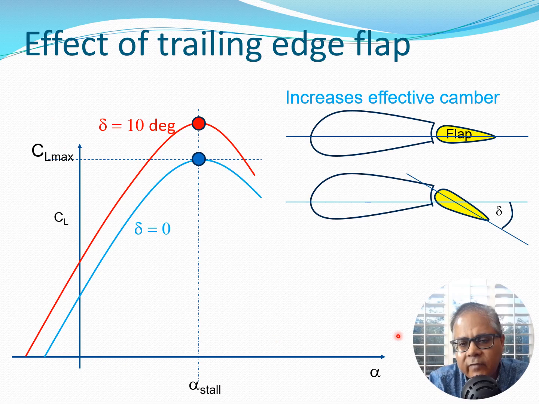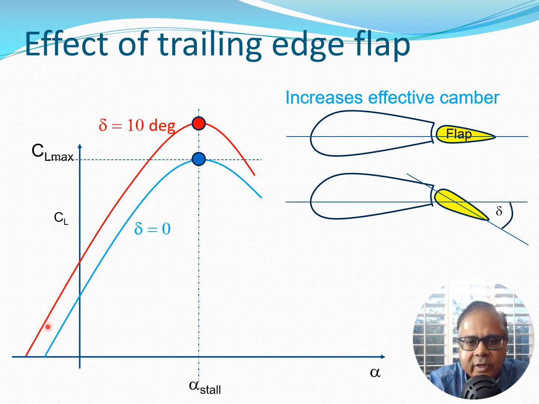So for example, if I again go back to the CL alpha curve, I can see a situation here where there is a typical airfoil section and there is a flap here which I have shown in yellow. Now if this flap is at 0 degrees, then you get the typical delta equals 0 line which we have seen before. However, if you deflect this flap by an angle, let's say it's 10 degrees, then the curve shifts to this red line here.